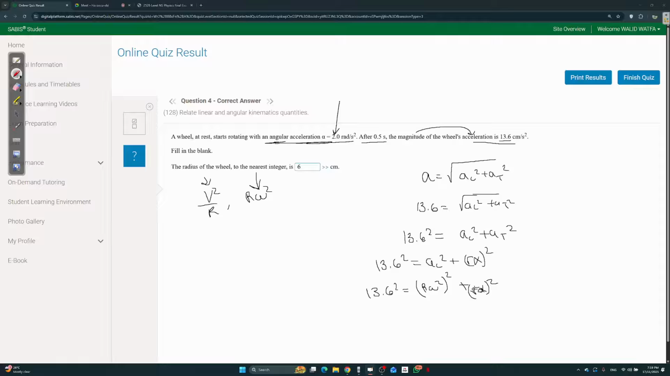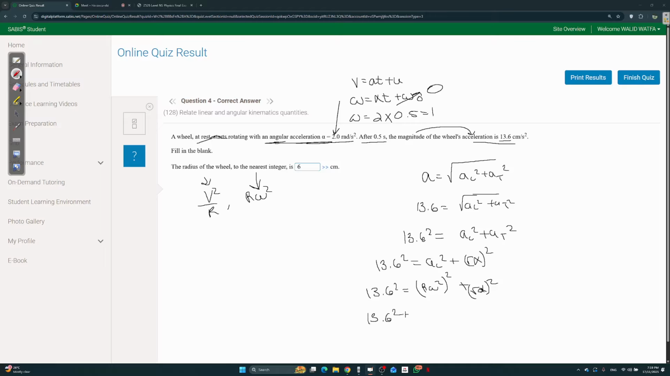Now what's the problem? We don't have omega. Let's remember that in uniformly accelerated motion we used to have v is equal to at plus u. Same thing here. Omega is equal to alpha t plus omega naught. Since it's starting from rest, omega naught is 0. So simply omega will be alpha, the acceleration, times the time, 0.5, which is 1. So over here we're going to substitute the omega with 1.